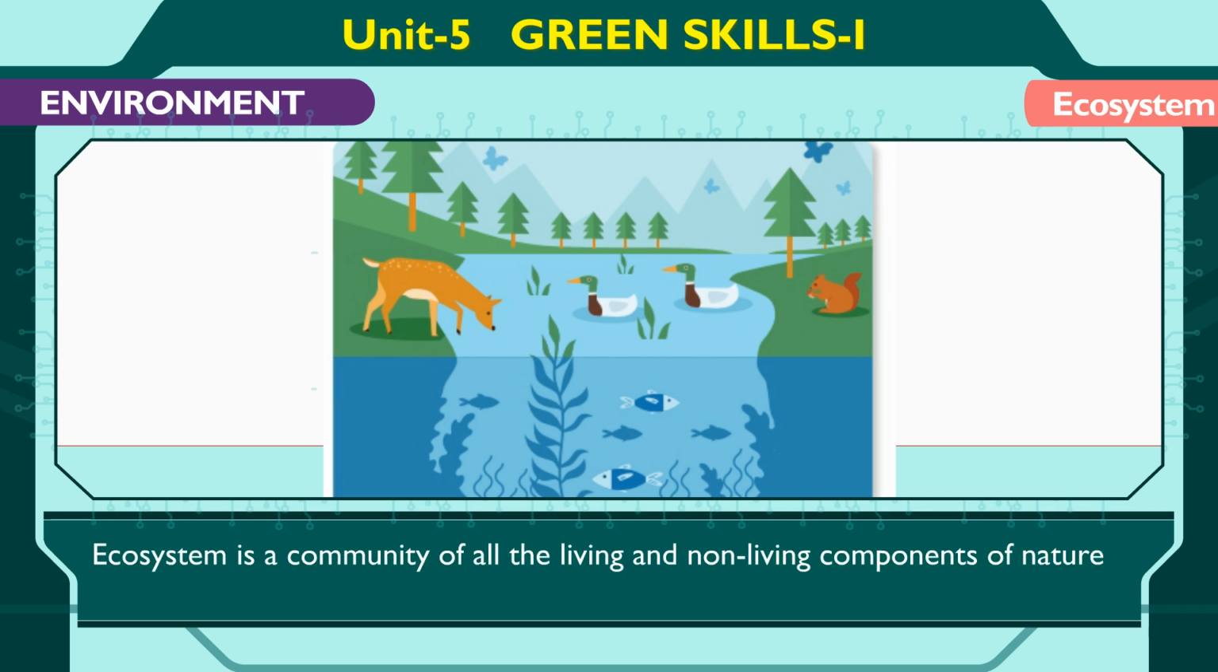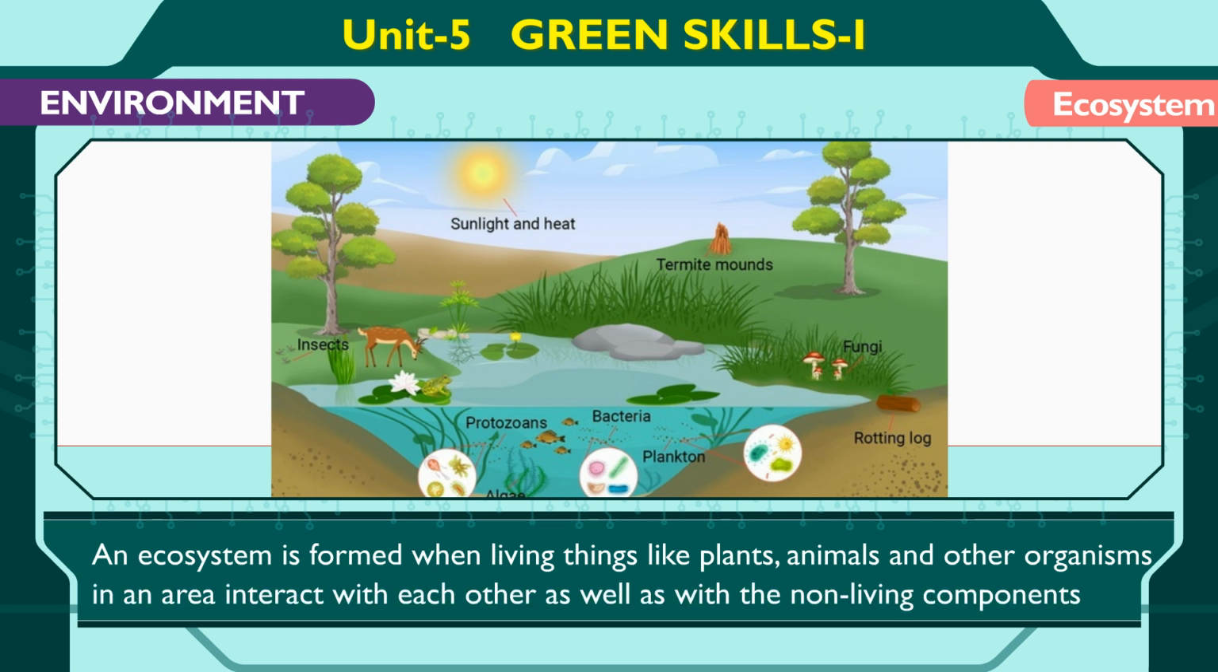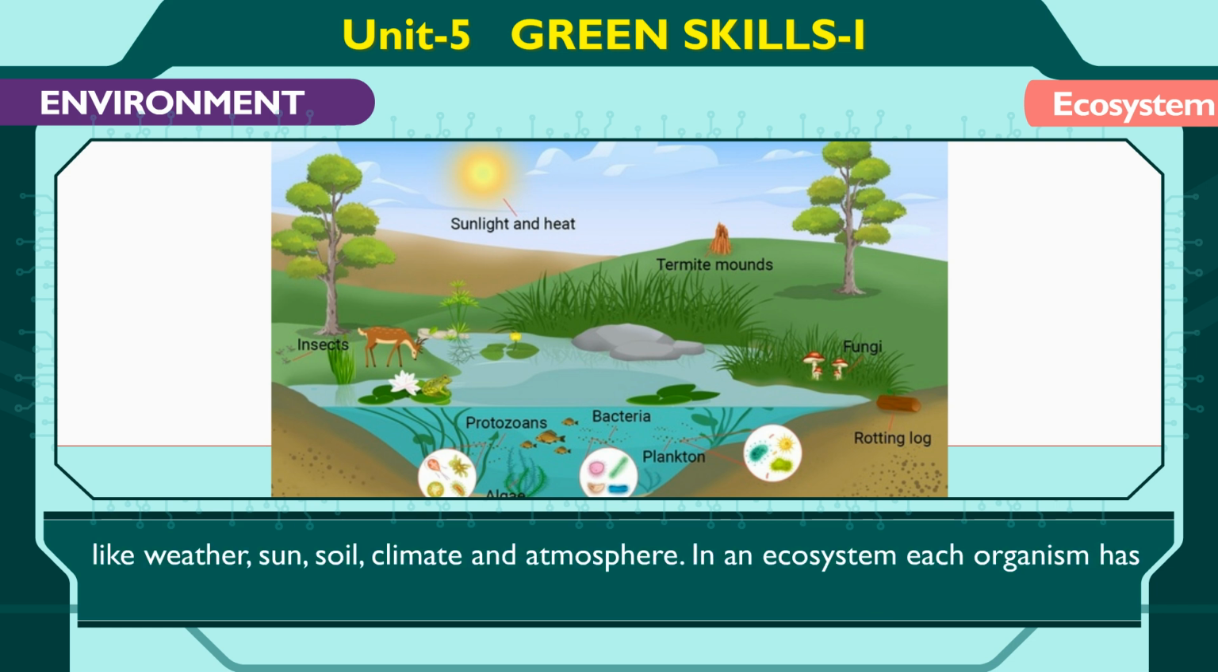Ecosystem. Ecosystem is a community of all the living and non-living components of nature that are dependent on each other. An ecosystem is formed when living things like plants, animals, and other organisms in an area interact with each other as well as with the non-living components like weather, sun, soil, climate, and atmosphere. In an ecosystem, each organism has a role to play.